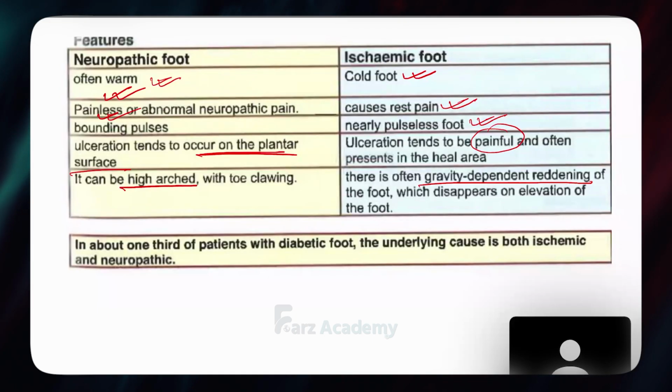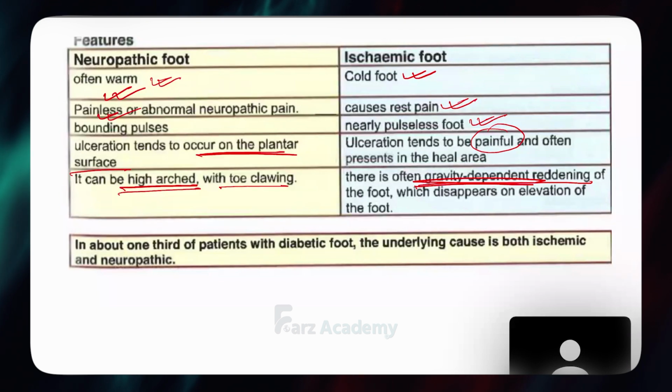It can be high arch, gravity dependent and high arched. I think these: warm, cold, painless, painful, ulceration on the plantars and painful ulcers in the heel areas. These I think everybody knows, right? So that is the difference. And once again, all of these are MCQ questions.